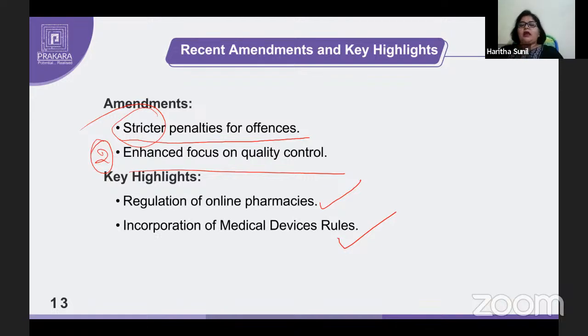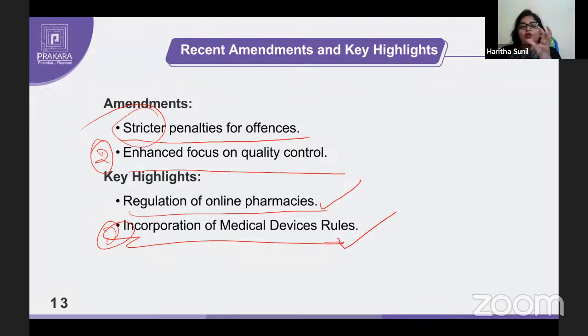And the key provisions that would be provided under regulation of these online pharmacies are that they must register with CDSCO, and there will be strict monitoring of sales to ensure compliance with the prescription drug laws, and also heavy penalties for selling unapproved or banned drugs online. Okay, and then incorporation of medical devices rules, to bring the medical devices under the regulatory framework of the Act.